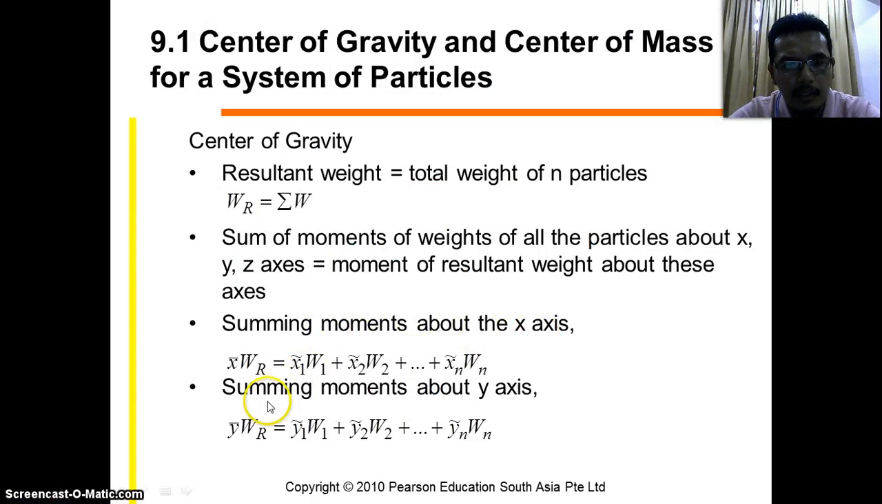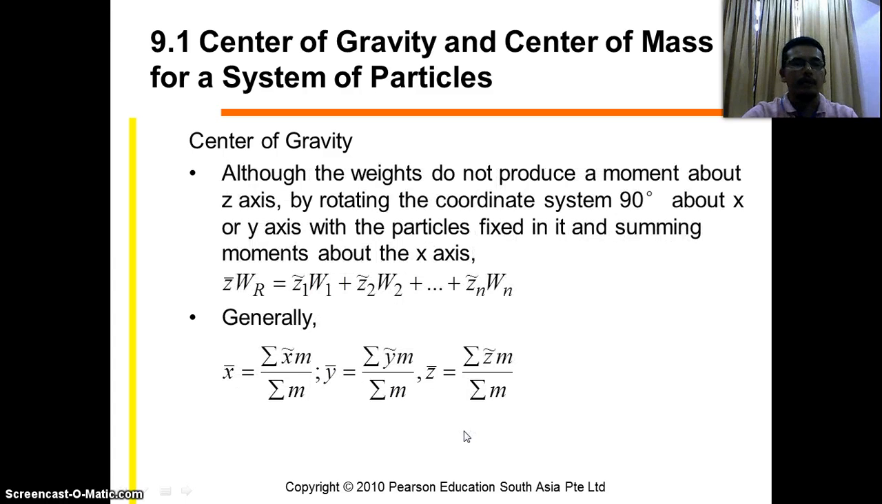Okay, same thing with the summing moment about the y-axis. The y bar is the location for this resultant weight on the y-axis. So it's actually equal to the sum of the moments. For example, W1 with respect to y1 tilde, which is the location of this y1 with respect to the y-axis, and also W2 with y2 tilde, until yn for Wn. Same thing for the z-axis also. So we have x, y, and z.